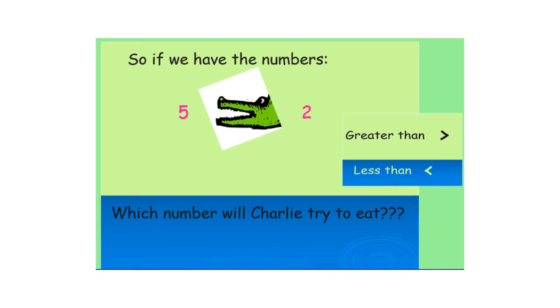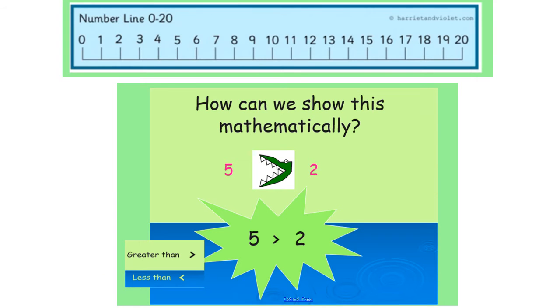So let's take a look at these numbers. If we've got the numbers 5 and 2, which number do you think Charlie Crocodile will eat? So how can we show this mathematically? On my number line, I can see that 5 is greater than or more than 2. So I'd write the number 5 down and then I'd use the greater than sign and then I'd write the number 2. Can you have a go at writing that down for me?